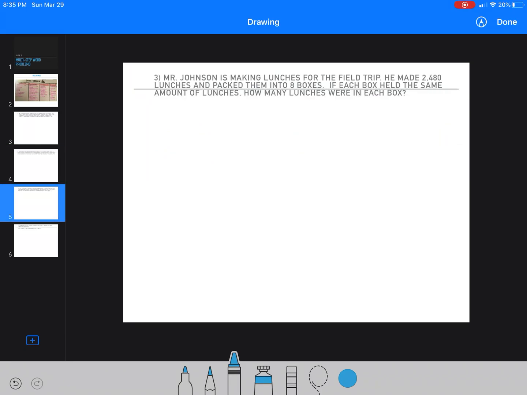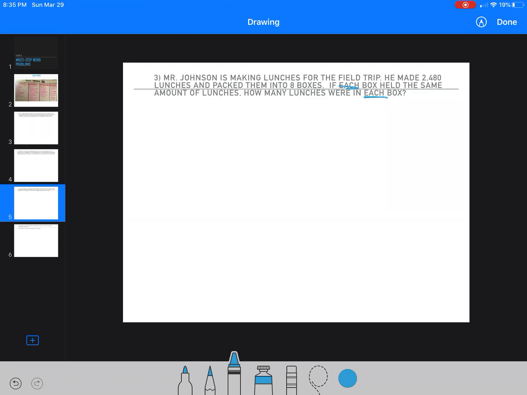Let's continue using buzzwords to solve our last word problem. It says Mr. Johnson is making lunches for the field trip. He made 2,480 lunches and packed them into 8 boxes. If each box held the same amount of lunches, how many lunches were in each box? So in this word problem, I see the word "each" multiple times. And I know that "each" can mean multiplication, but it can also mean division.